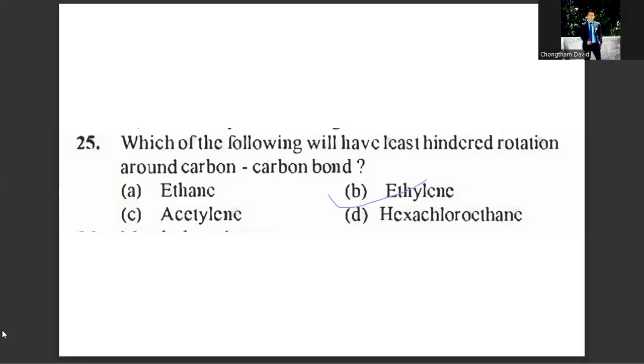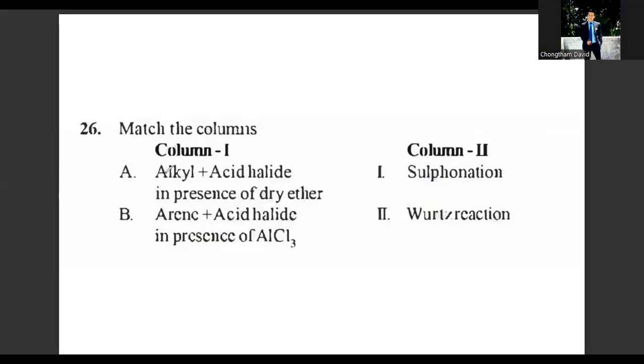Match the column. Question number 26. A. Alkyl halide plus metal in the presence of dry ether. B. Arene plus acid halide in the presence of aluminum chloride. And also column 2, you have sulfonation, Wurtz reaction. The screen size is limited. I will move on to the next page.